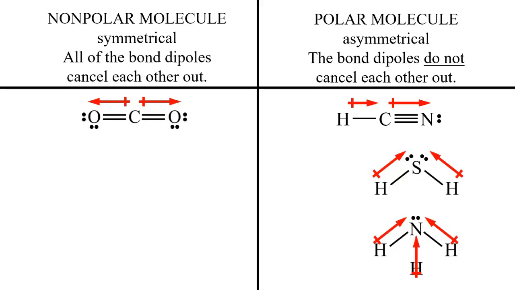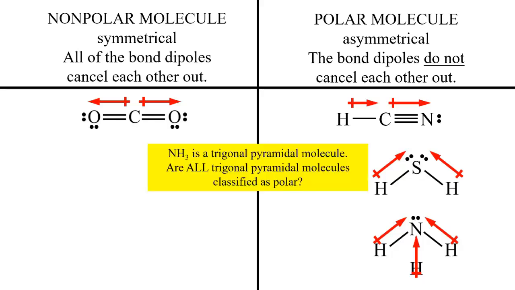I didn't actually show you HCN in the practice quiz, but I mentioned it earlier in the video as a linear molecule that does not have the same symmetry as CO2. So there's H2S, which is bent, and there's NH3, which is trigonal pyramidal.